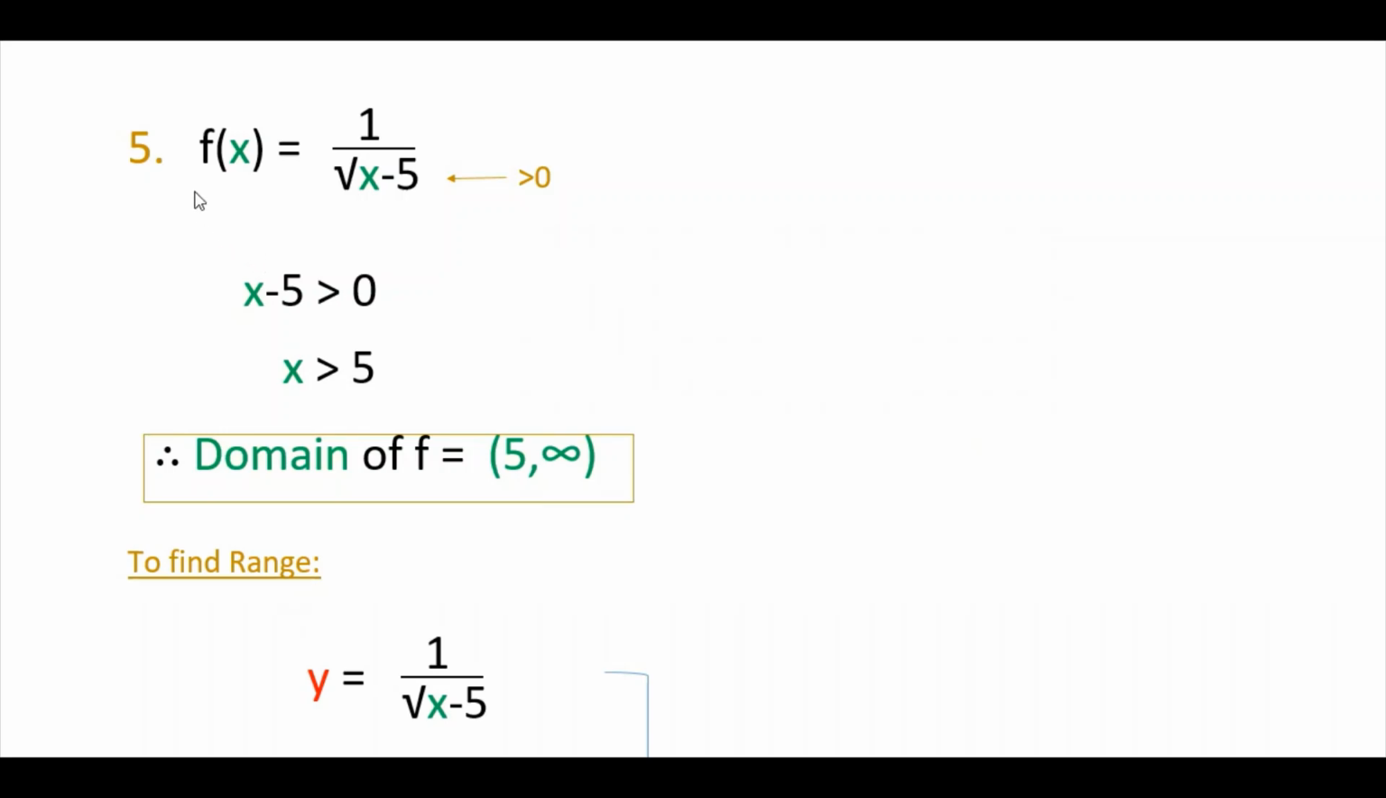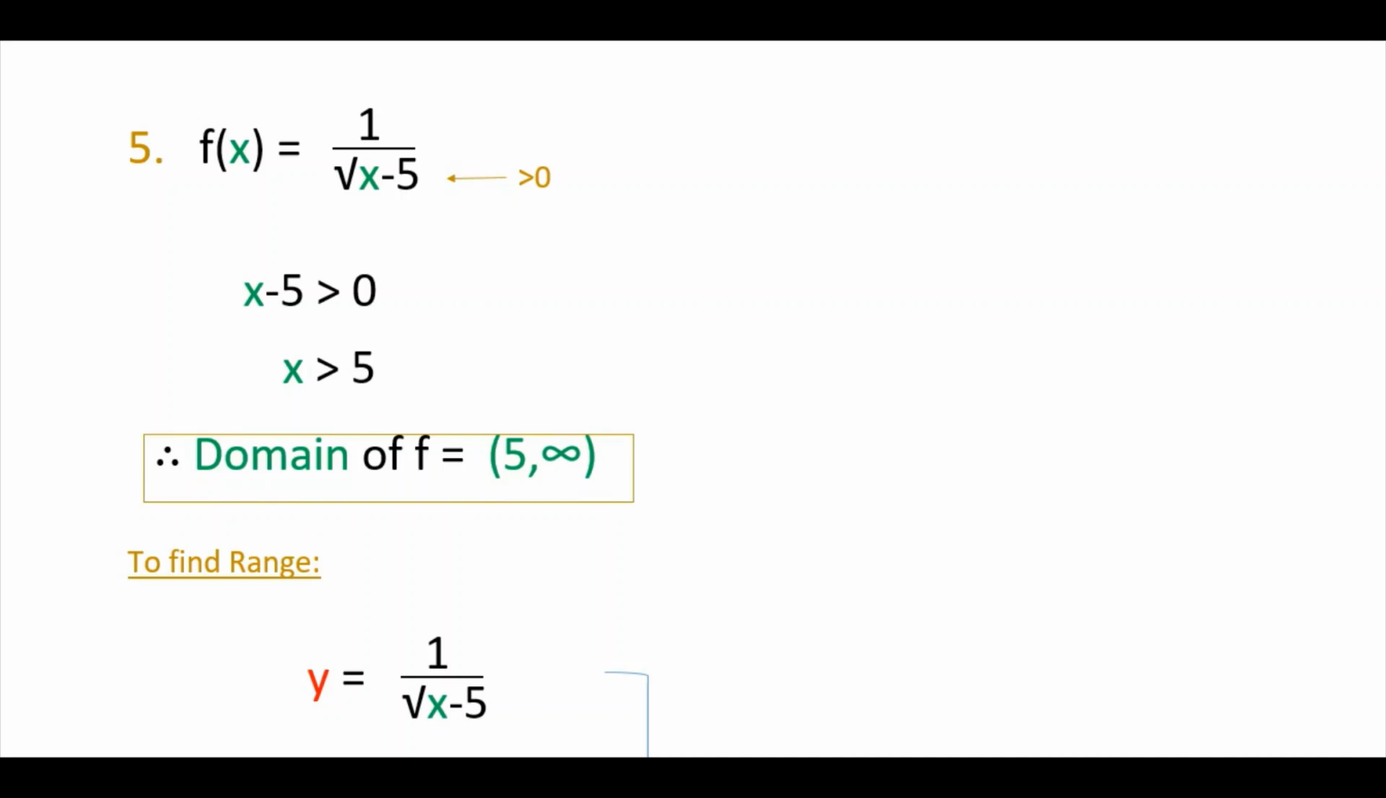This is another type of problem. f of x is equal to 1 by square root of x minus 5. It is a square root function. So here it is in the denominator, so it is not equal to 0, and it is in the square root, so it is always a positive number. So it is greater than 0. Therefore, x minus 5 is greater than 0. Therefore, x is greater than 5. So here we should not take 5; only values greater than 5 you have to take. If you apply 5, then 5 minus 5 is 0, so 1 by 0 is undefined. So the domain of this function is, you are excluding 5, so put an open bracket, 5, comma, infinity, because all positive numbers only.